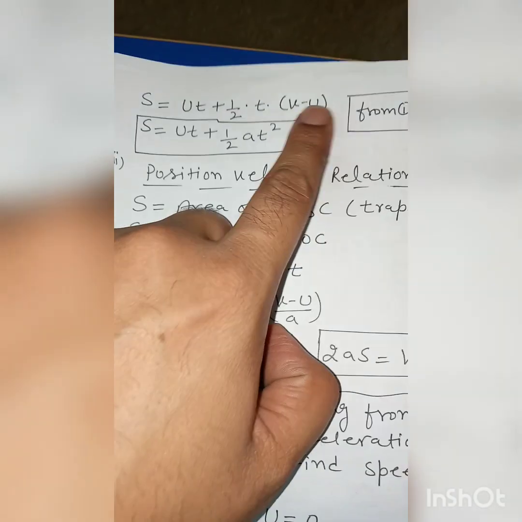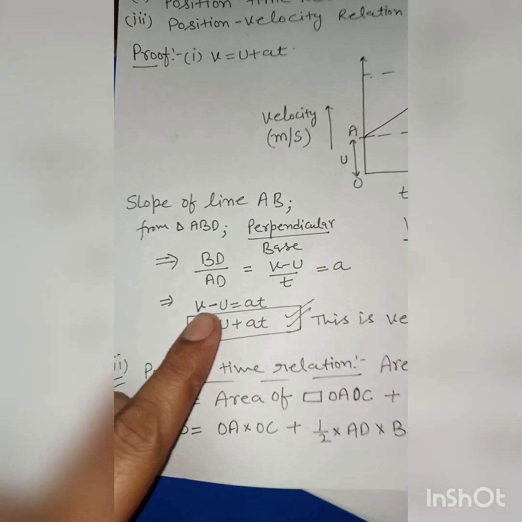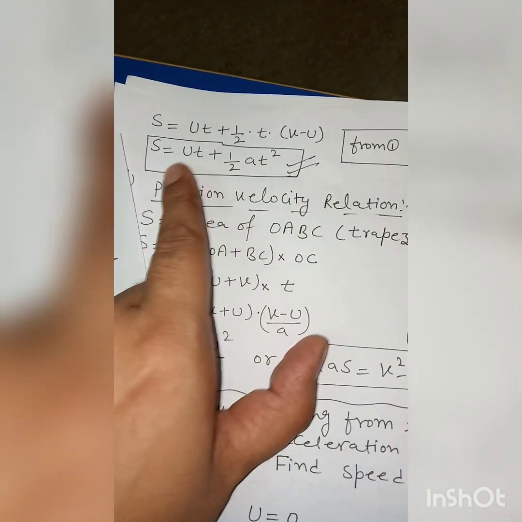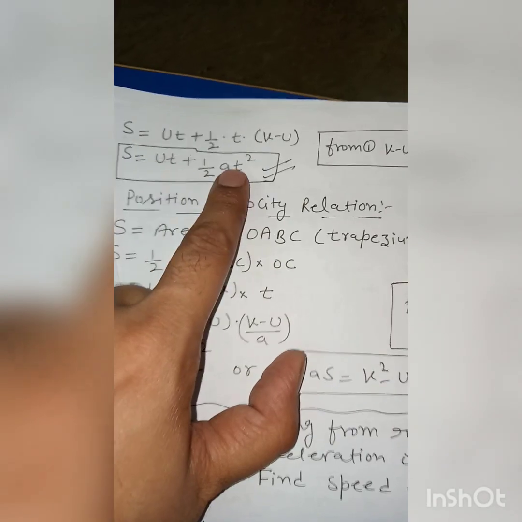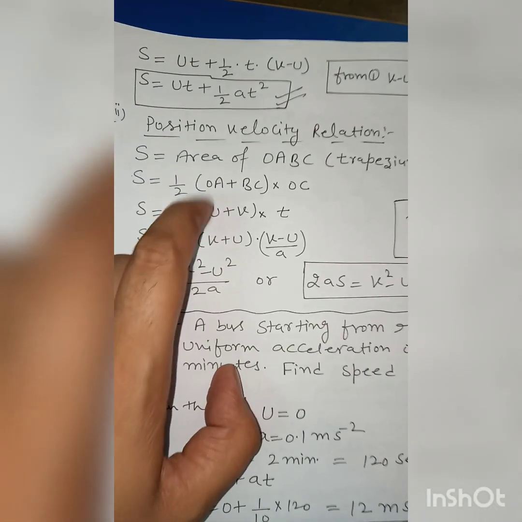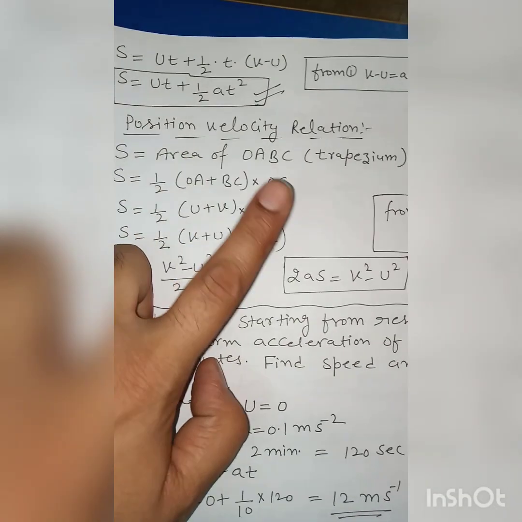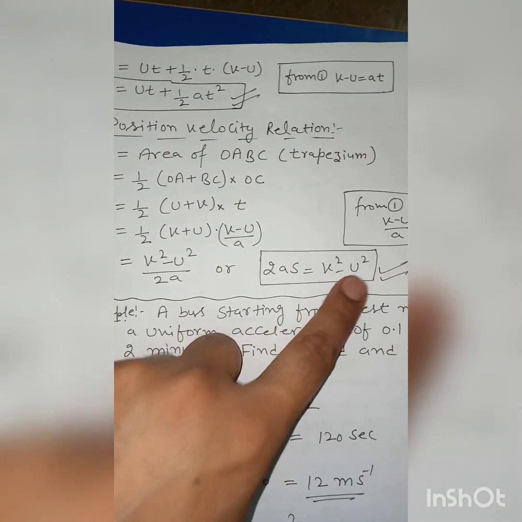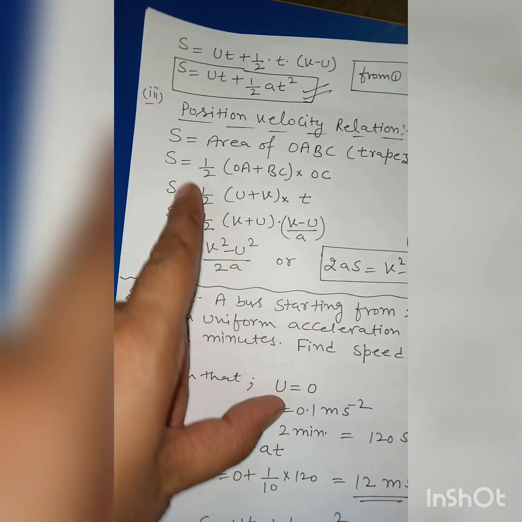Now V minus U from equation 1 we can calculate. V minus U equal to AT. Put this value of V minus U here. V minus U, that is AT, into T, half AT square, that is S equal to UT plus half AT square. Now last relation is position velocity relation. Now we have to prove V square minus U square equal to 2AS.